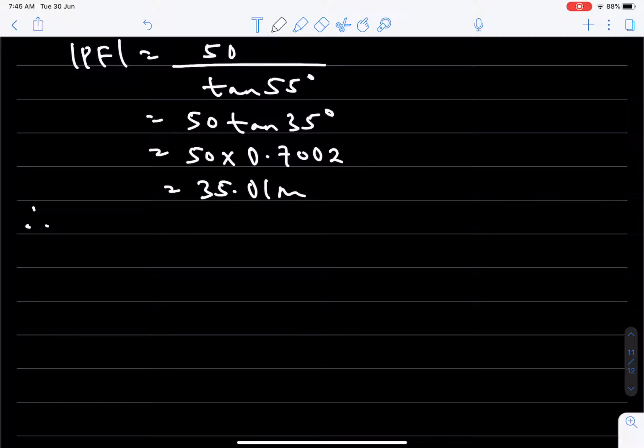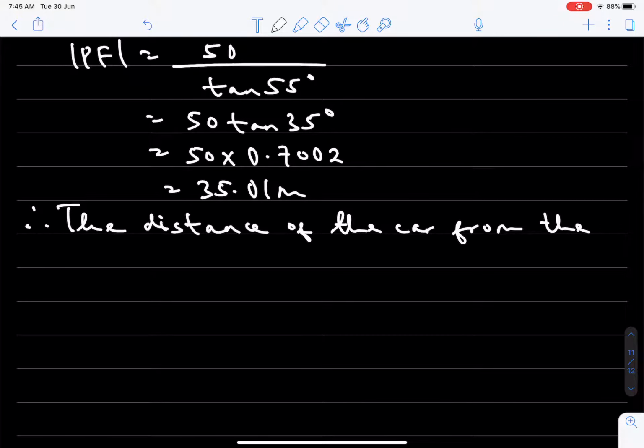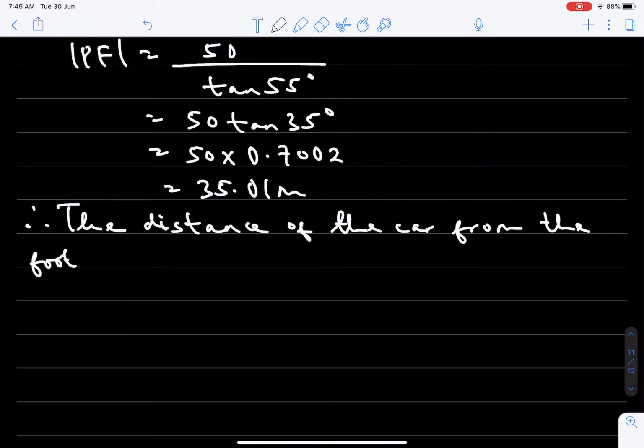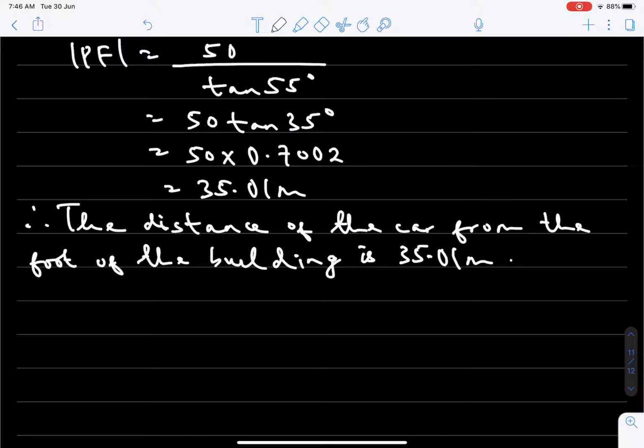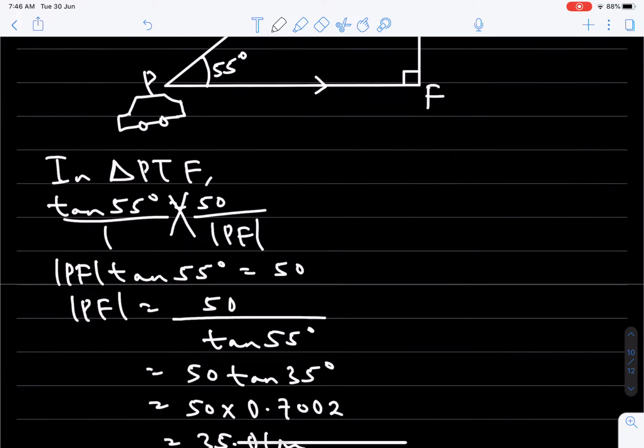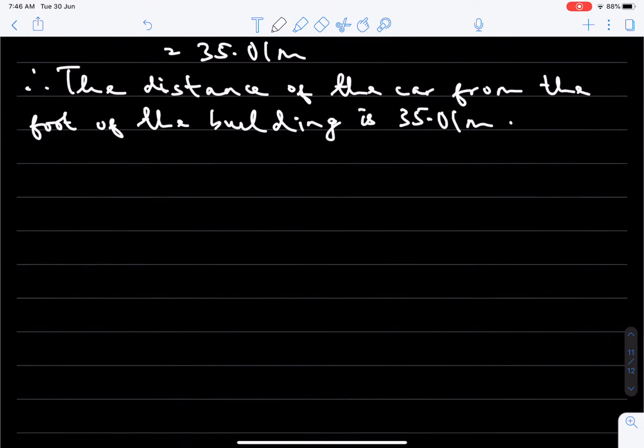Therefore, the distance of the car from the foot of the building is 35.01 meters. So that's it. That's our first example. Now let's take a second example.